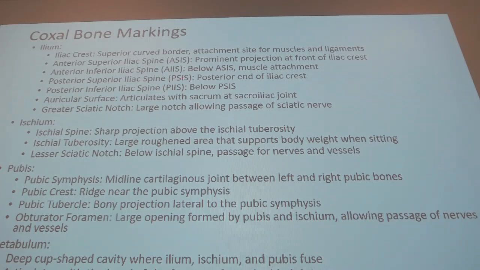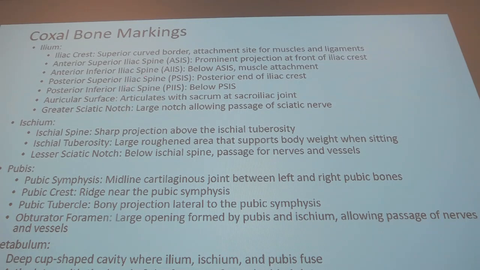Posterior superior iliac spine, PSIS, is the posterior end of the iliac crest. It's also hard to distinguish. With luck, sometimes you can find it, especially if you don't have as much fat tissue or muscle in this area.